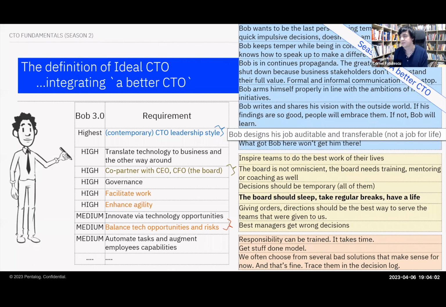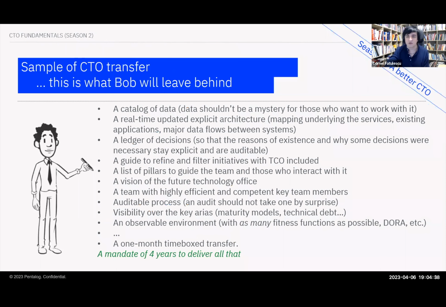And also from another previous episode from season 1, A Better CTO, we had this conclusion where Bob built his ideal definition of a CTO, where he had these priorities, highest, and we said the highest are things that we always apply, and medium only things that are contextual. And from this conclusion, it was very important to recall that Bob discovered that his job needs to be auditable and transferable. And there was a sample of what it means: my job as a CTO is transferable. There was a definition of CTO transfer, and this was a sample.